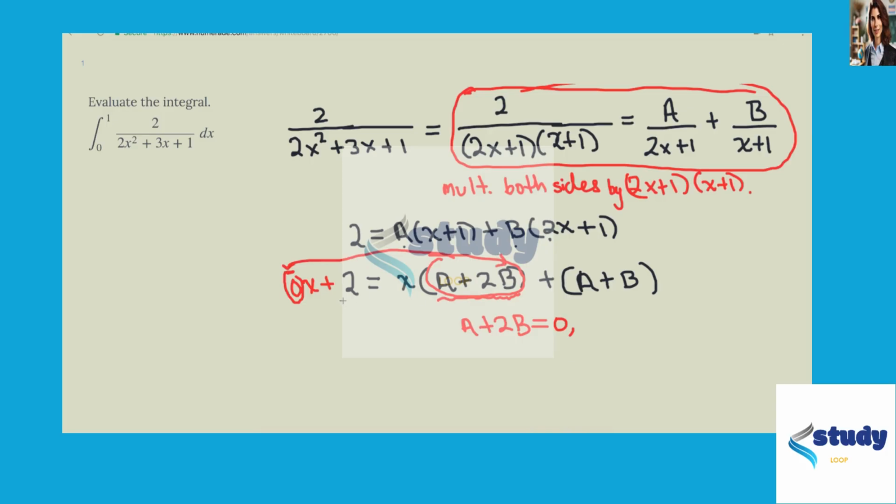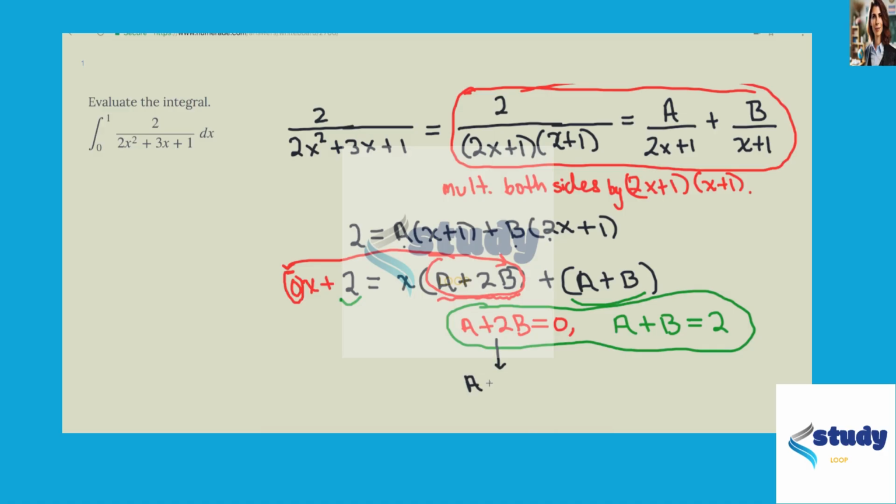Similarly, the constant term on the left is 2. The constant term on the right is A plus B. So we have A plus B equals 2. And we have a 2 by 2 system here involving A and B. Let's go ahead and solve this for A and B. Many ways to do this. If we want, we could take this first equation here, solve it for A. So A equals negative 2B.